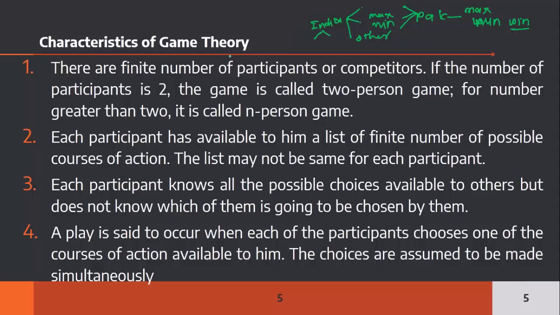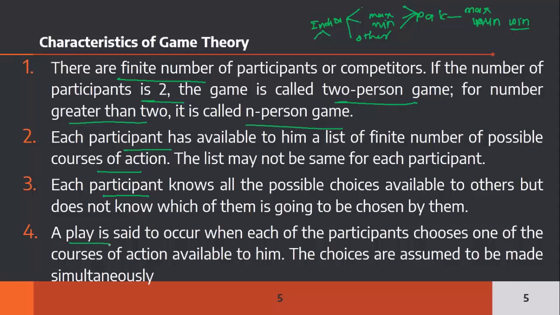There are some characteristics of game theory. First characteristic: there is a finite number of participants or competitors. If the number of participants is 2, then the game is called a 2-person game, or for a number greater than 2 we call it an n-person game. So this is important. Second characteristic: each participant has available to him a list of a finite number of possible courses of action. The list may not be the same for each participant. Third: each participant knows all the possible choices available to others but does not know which of them is going to be chosen by them.